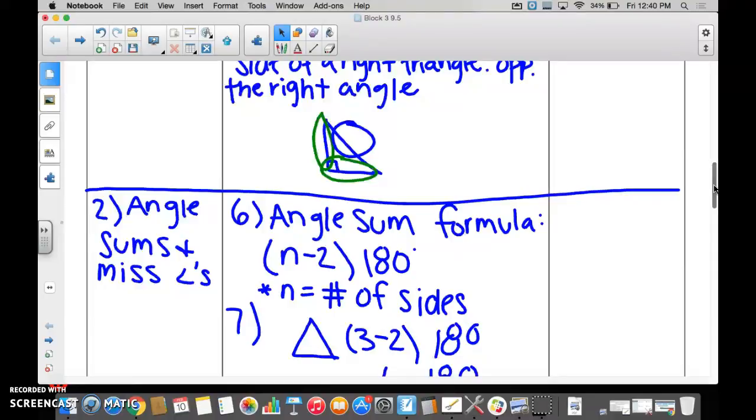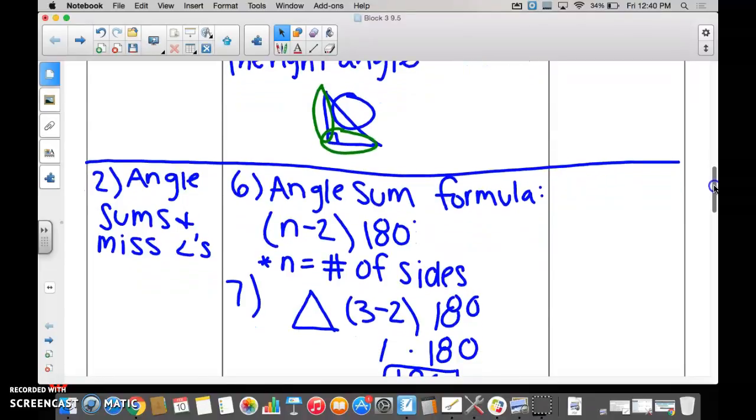So if we had a septagon, how many sides would we have? What number would we put in for n? Septagon, the one we just did. 7, right? So if you had a 7-sided shape, you would put 7 in for n, subtracting 2.